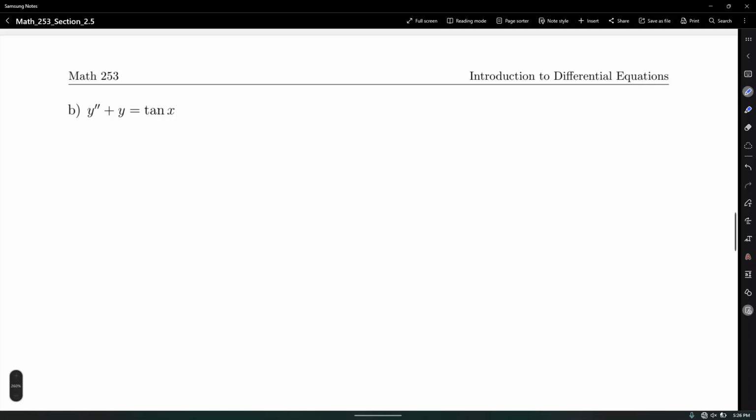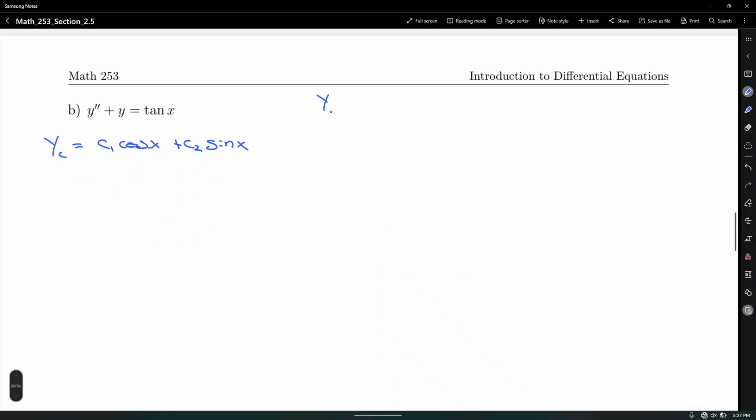All right, another one, y double prime plus y equals tangent x. Actually, I'm using the same differential equation to save some time. And we already got for y sub c equals, what was that? C1 cosine x plus C2 sine x. That's actually the same as example letter A. If you're curious about how we got it, just rewind the tape and watch example letter A.